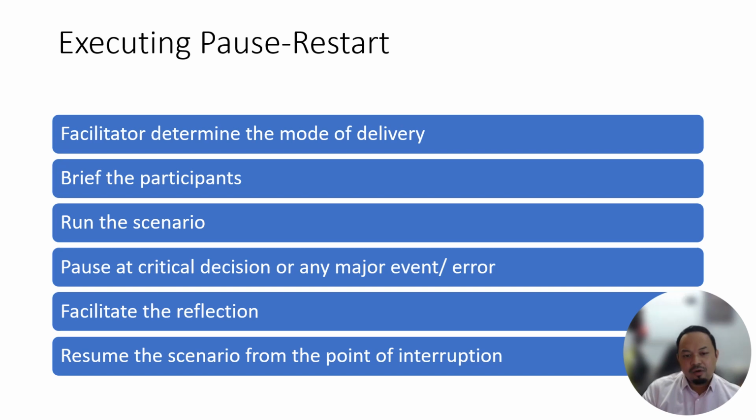So that is how you execute pause and restart. Okay? Hopefully now you can differentiate between continuous to end, or after action review, versus pause and restart.